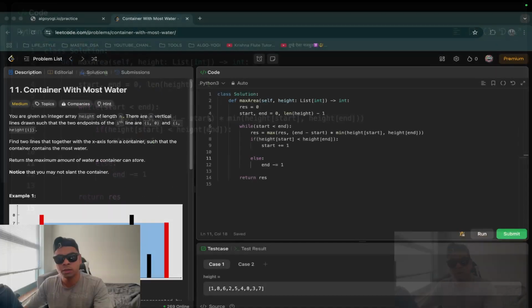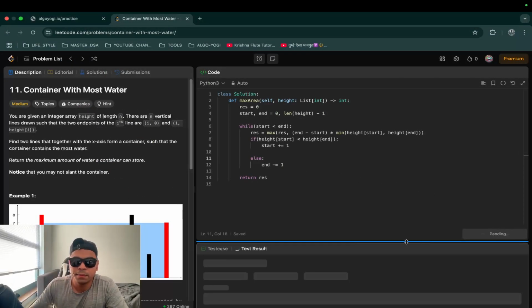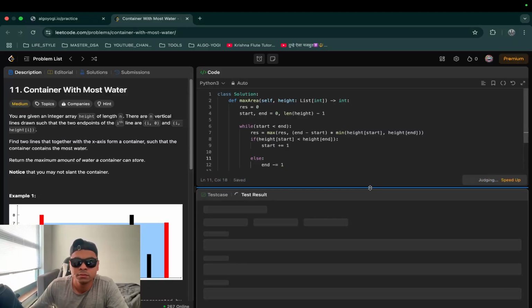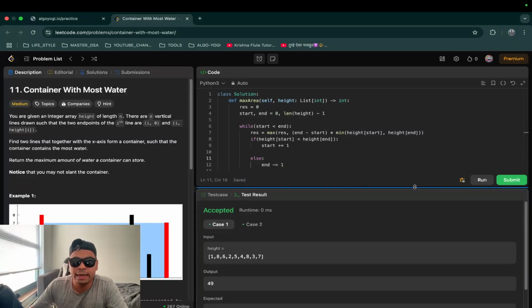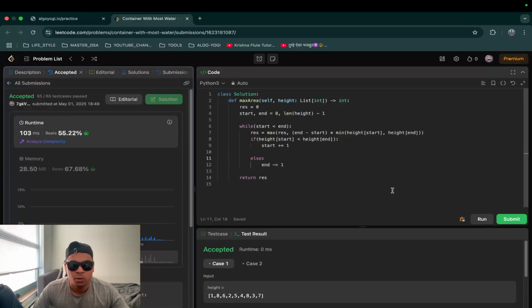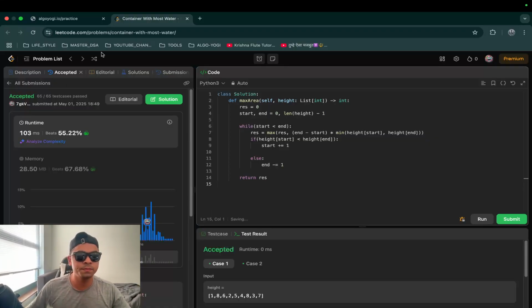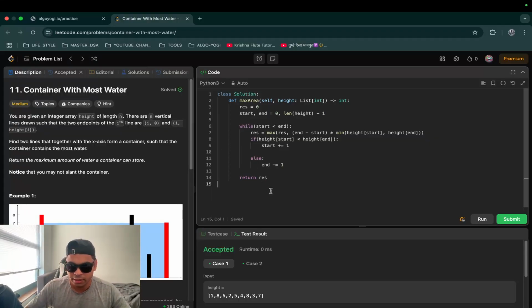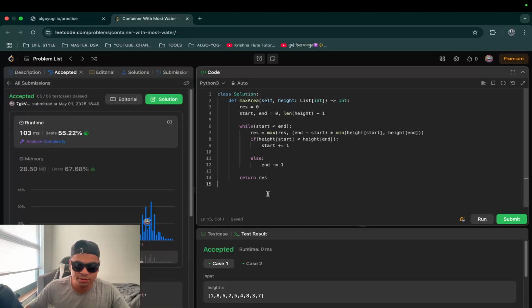Let's zoom out and submit it. Let's submit our answer. We're gonna do a lot of coding. We're gonna solve every single problem here. Right? Yeah, submit it. It's accepted, guys. Yeah, so let's write the time complexity, which is big O of n.